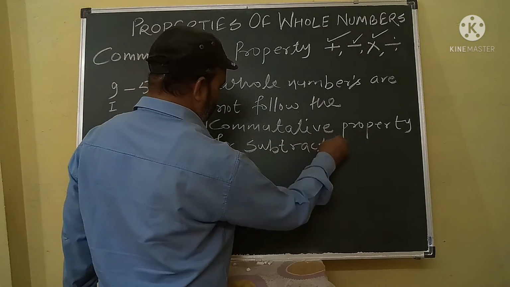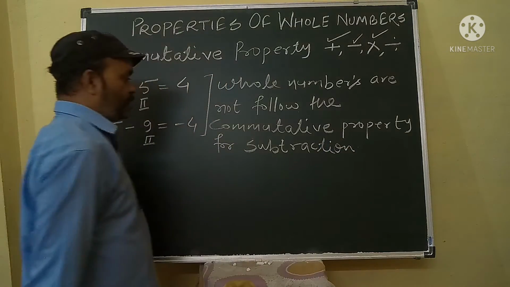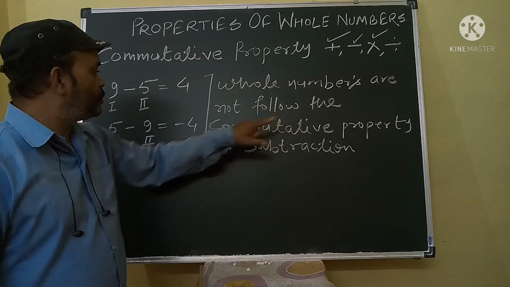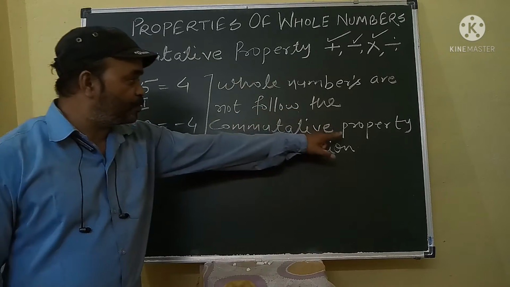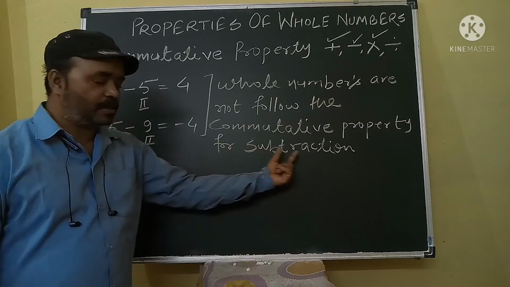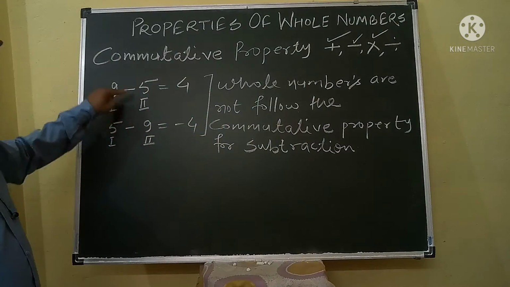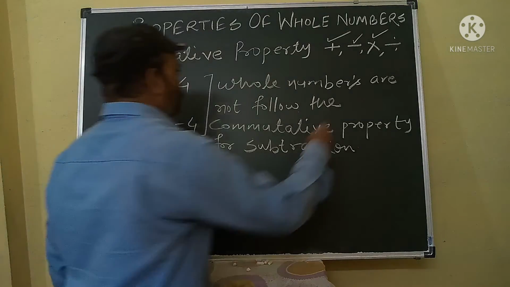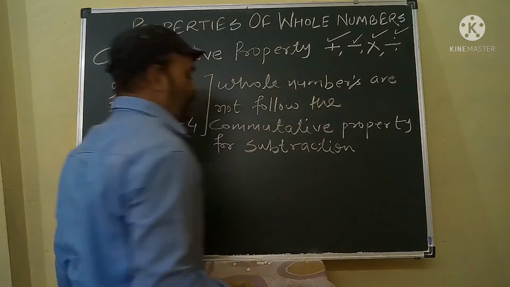That is the main basic point. Whole numbers do not follow the commutative property for subtraction, as you are looking at in these two examples. Then after that we will discuss division.